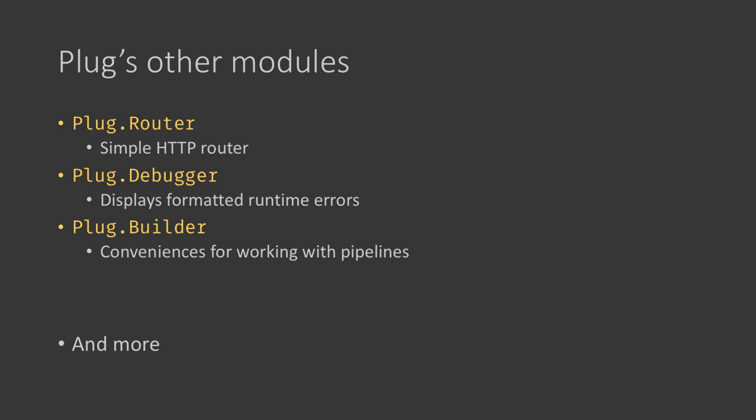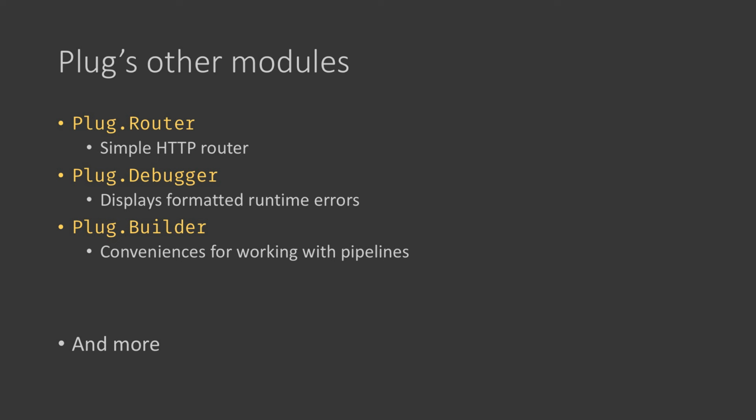And the last one we'll cover is Builder. I briefly touched on that; it provides these conveniences for working with plugs and creating what the library calls a pipeline. Essentially it's just a set of plugs that are going to run for a request. That's all that means.